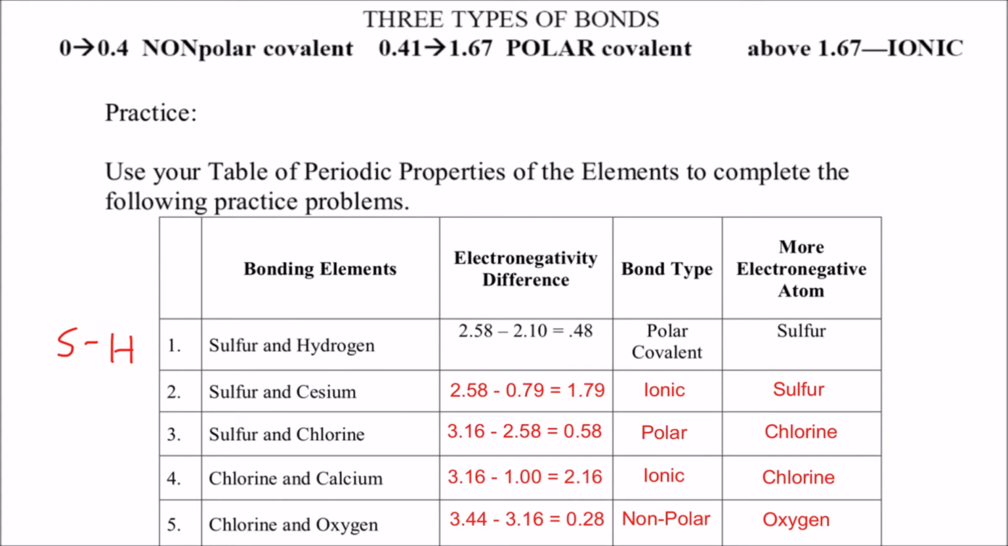Alright, here's what we've come up with. Ionic, polar, ionic, nonpolar for the bond type, and then sulfur, chlorine, chlorine, and oxygen for the most electronegative atoms. And then, of course, here's all that math.